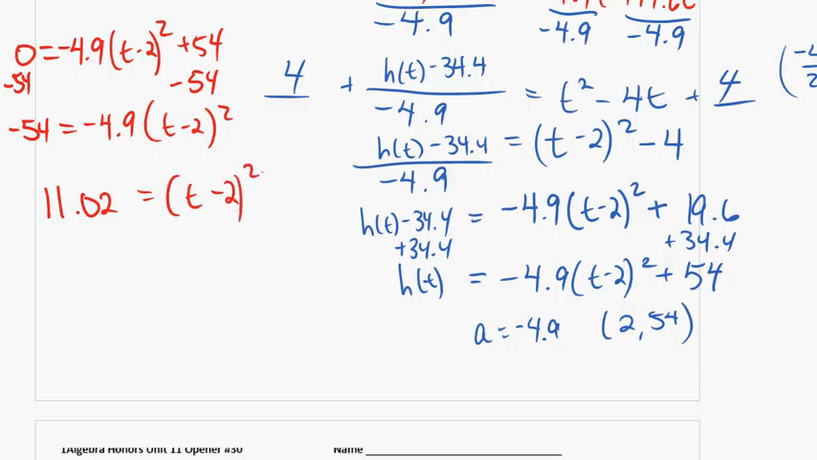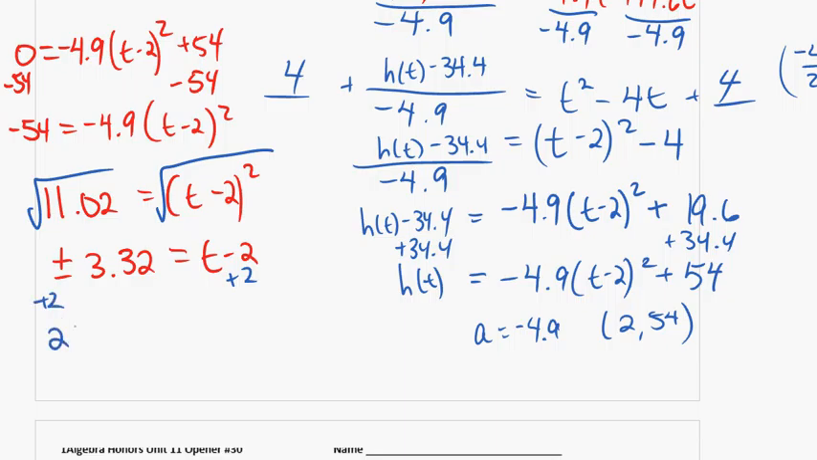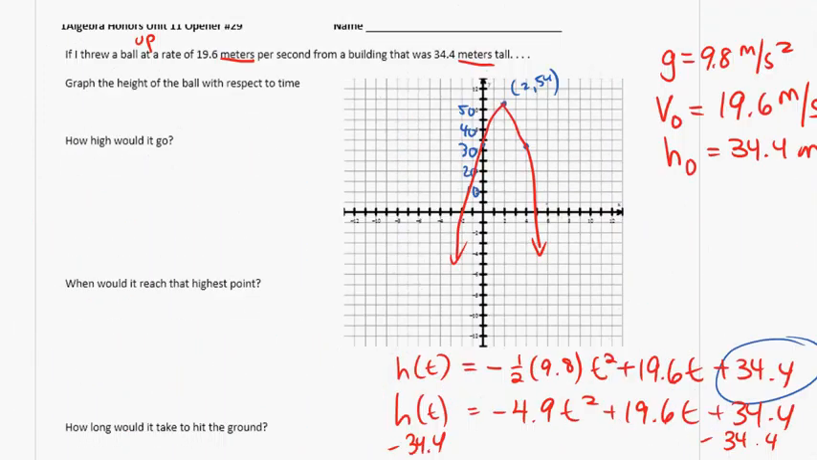Take the square root of that, and I get plus and minus 3.32 is equal to t minus 2. Just so you see it, I took the square root of both sides. And then I'm adding 2 to both sides, so I get 2 plus and minus 3.32, which is roughly either 5.32 or minus 1.32 in seconds. So obviously the negative doesn't make sense in this context, so when does it hit the ground? 5.32, so probably more like over there. So 5.32 seconds.